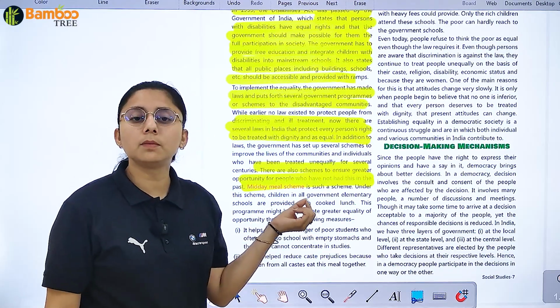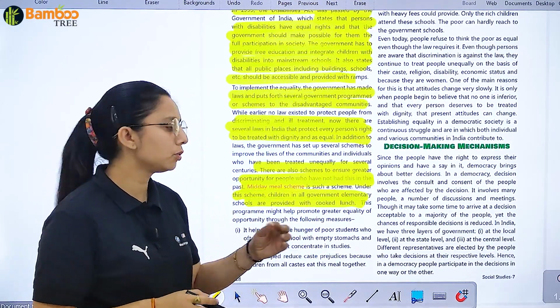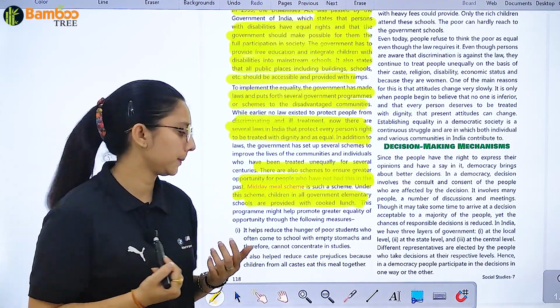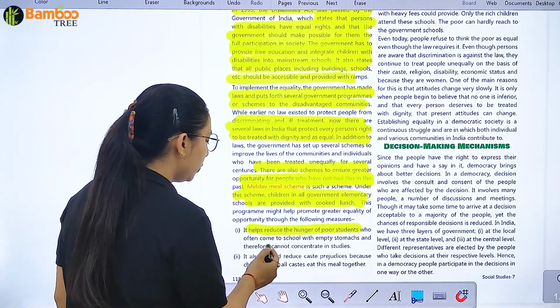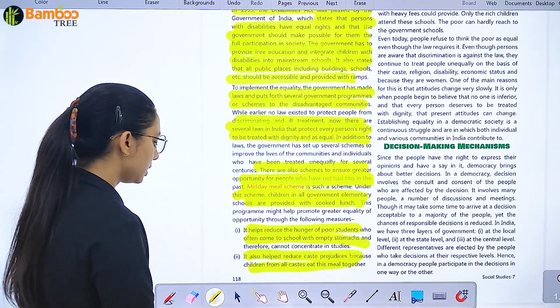So the midday meal scheme is one such scheme. Under this scheme, जितने भी children government elementary school में पढ़ते हैं, उनको cooked lunch दिया जाता है, जिससे वो attract हो और school आए. It helps to reduce hunger of poor students who often come to school. It also helps to reduce caste prejudice.